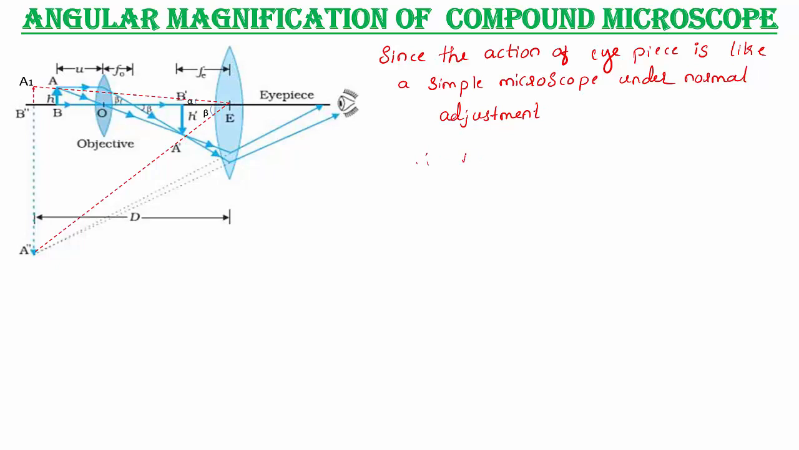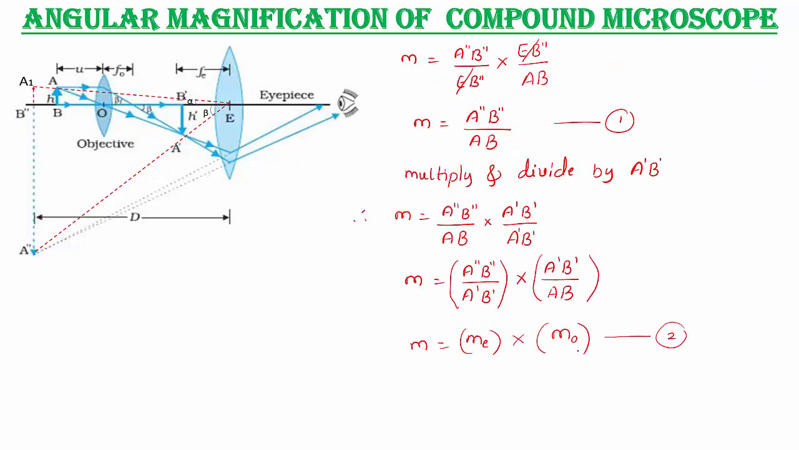Therefore, we can write magnifying power of eyepiece as 1 plus d divided by Fe. So this equation we already derived, that is simple microscope under normal adjustment. Here the action of eyepiece and the action of simple microscope both are the same. Let us write in place of Me as 1 plus d divided by Fe. Then come to the value of Mo.